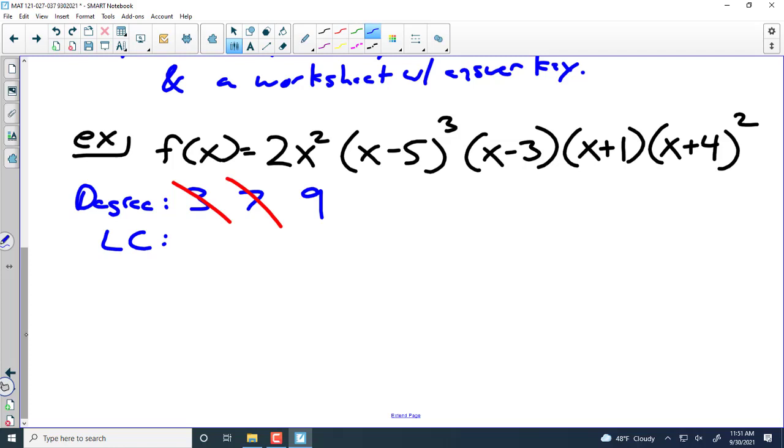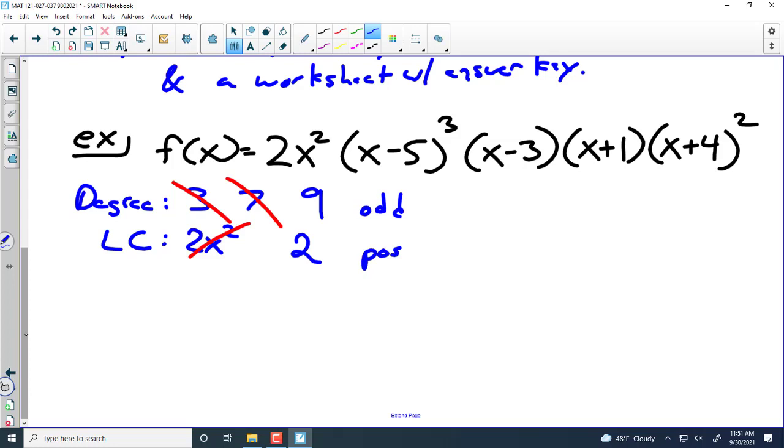Leading coefficient, is it 2x squared? Or is it just the number 2? 2. Yeah, you don't bring the x with you. Even though there's x's there, you don't bring that with you. It's just 2. I like that the degree is odd. I like that the leading coefficient is positive.